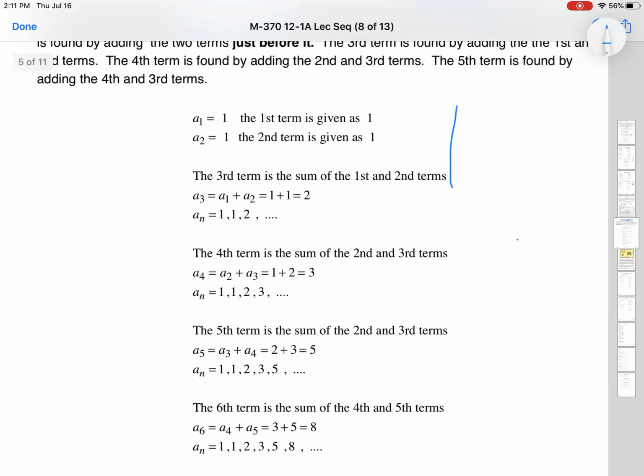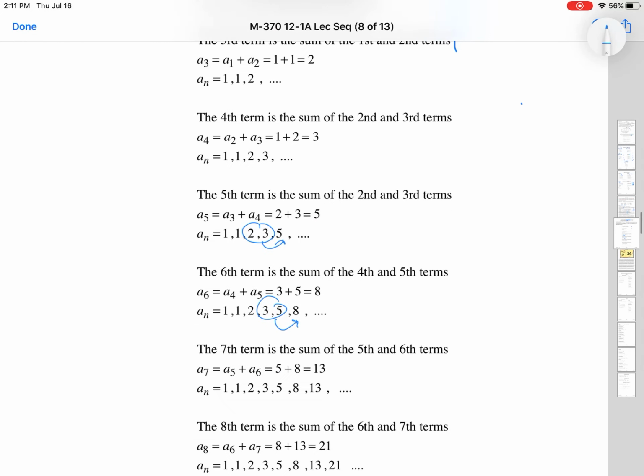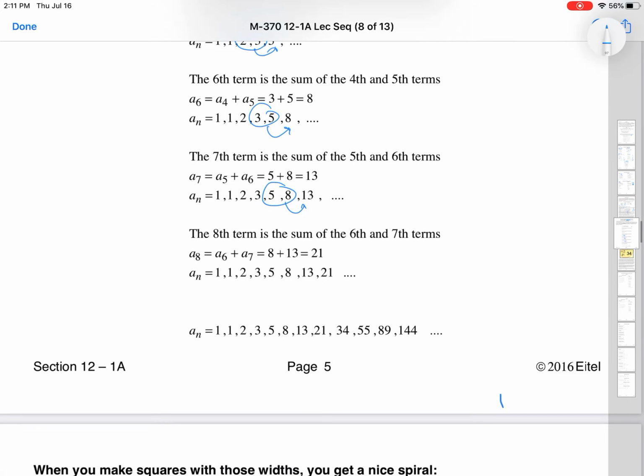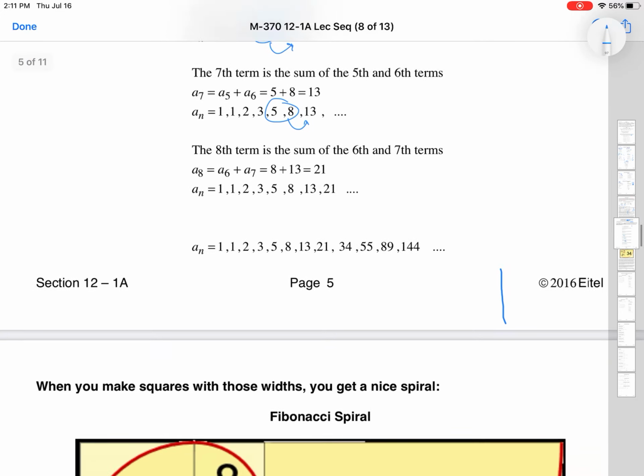Right? And so he's kind of showing you that, hey, 1 and 1 is 2. 1 and 2 is 3. 2 and 3 is 5. 3 and 5 is 8. And we could just keep going. 5 and 8 is 13. And he does it over and over, right? And you just get this nice Fibonacci sequence.